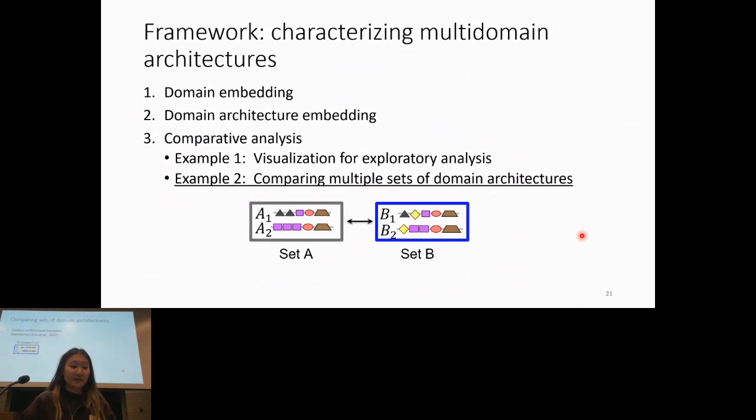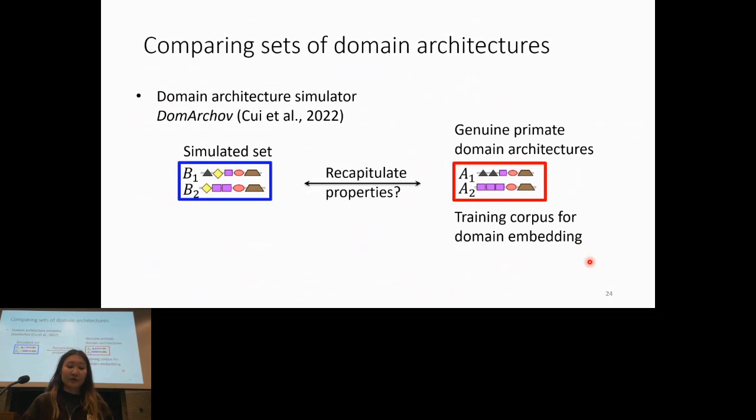So I use this framework to validate a domain architecture simulator that we published last year. It's called the Markov. I wanted to ask whether the set of simulated domain architectures generated by the Markov recapitulates properties of genuine domain architectures. And we use the set of genuine primate domain architectures as the training corpus and apply our framework.